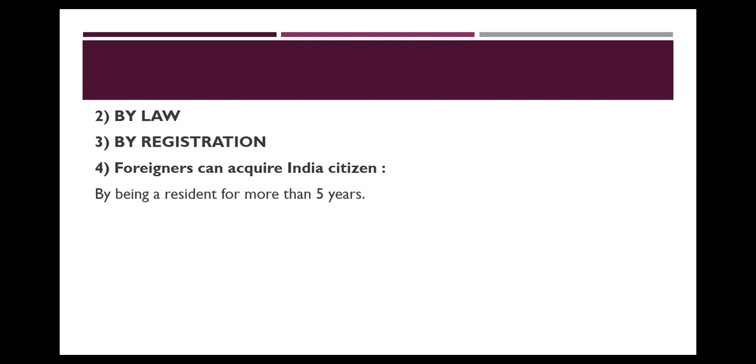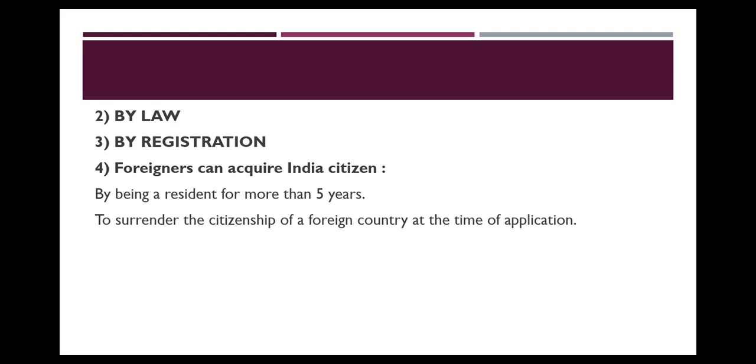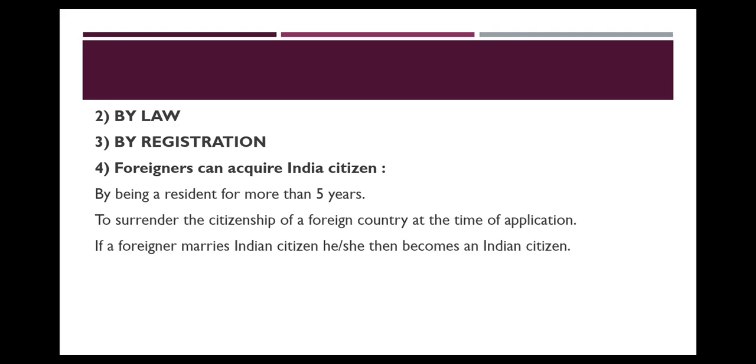How can a foreigner acquire Indian citizenship? By being a resident for more than 5 years. If they live in India for more than 5 years, they can. They must surrender the citizenship of a foreign country at the time of application. If a foreign man is an Indian citizen, he or she then becomes an Indian citizen.